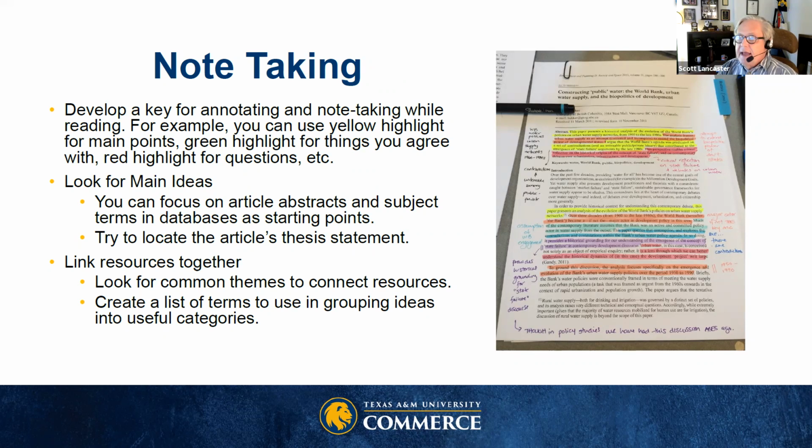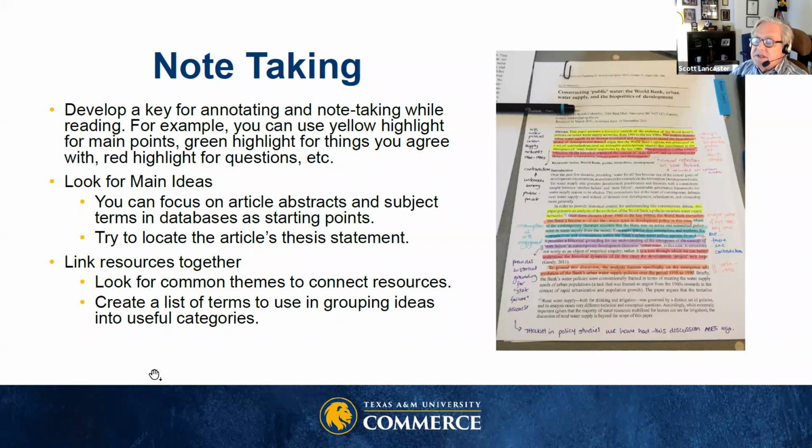If you're going to be taking notes, you develop a key for annotating and note-taking while you're reading. And I think it just has to be whatever works well for you. It could be highlighting in different colors, having each color mean a different thing to you. You look for main ideas. You can focus on article abstracts and subject terms in databases as starting points. And you try to locate the article's thesis statement. Those are things that I will often highlight or circle or write a note beside.